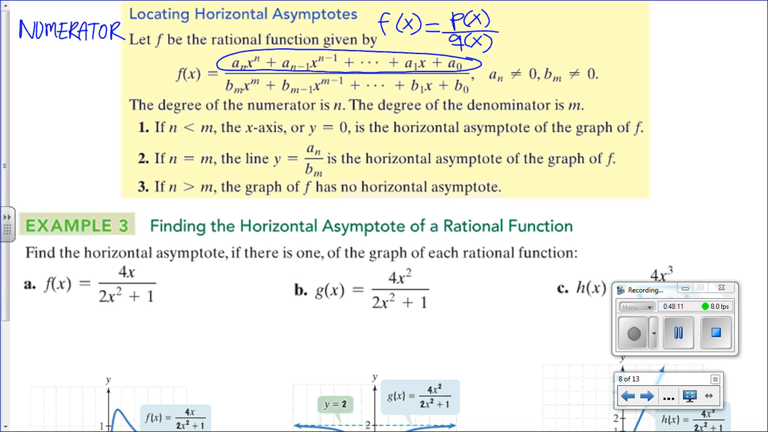So for that numerator, we have something called the leading coefficient. What is the leading coefficient? Well, that is a sub n, right? That is the leading coefficient, this number here. And we have another thing called n, and n represents what? It is the highest power of the polynomial, so it is the exponent, the degree.